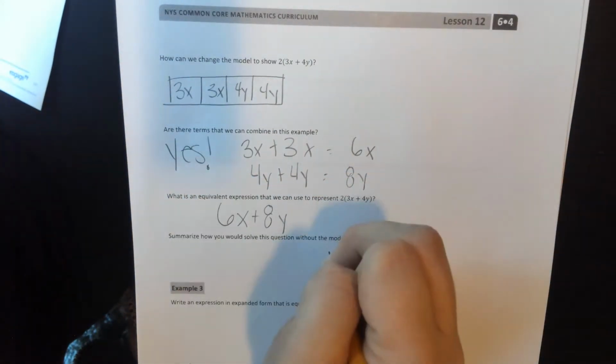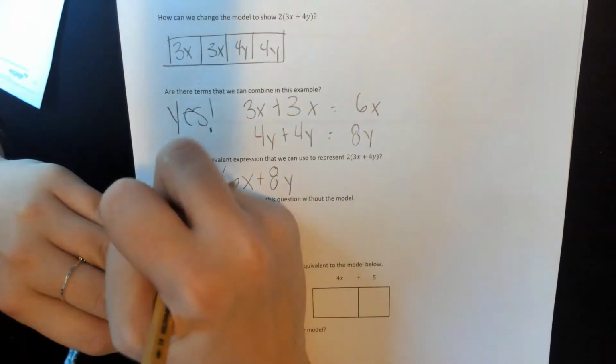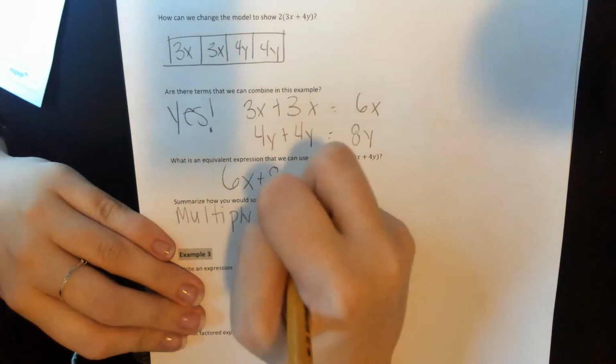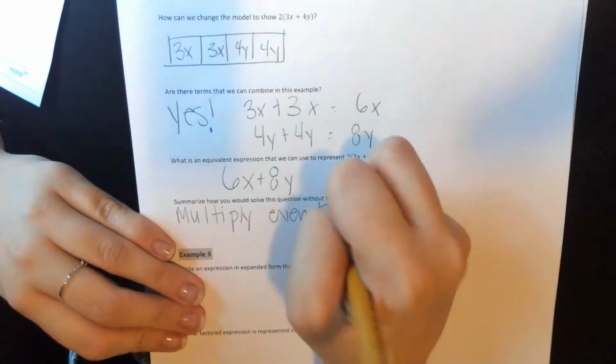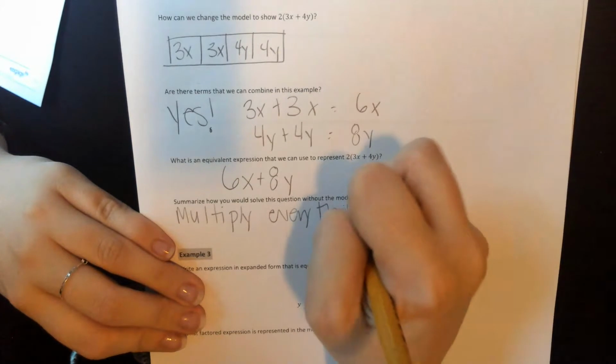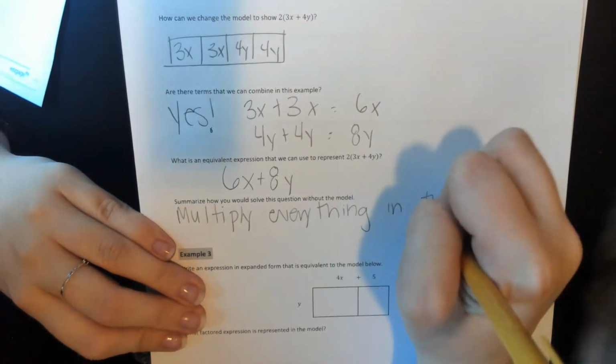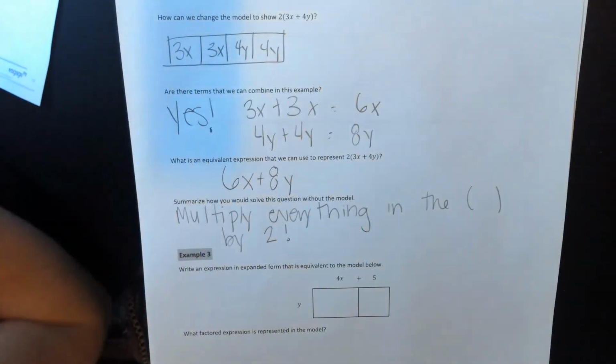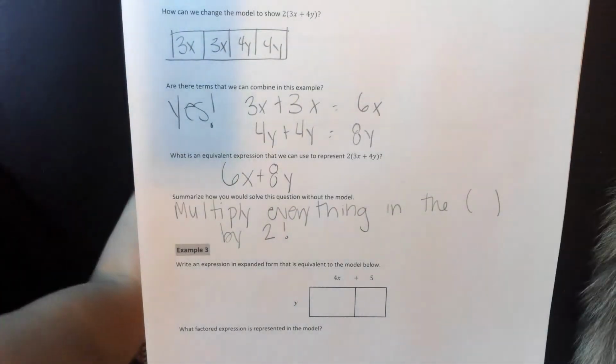So summarize how you would solve this question without the model. How would you get this without the model? You multiply everything in the parentheses by 2. You multiply all the numbers by 2. All right, example 3, go ahead and take about 5 minutes to do that with your partner and then come back.